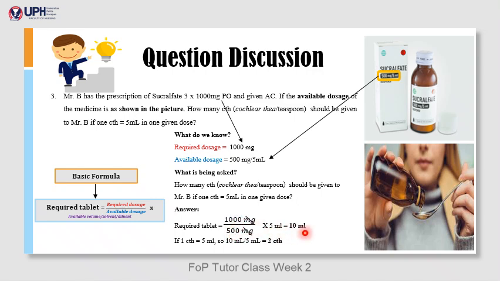But then the question is, how many cochlear tea or teaspoons? So you need to count again. 1 teaspoon is 5 milliliters, and here we have 10. So 10 divided by 5 equals 2 teaspoons. So Mr. B needs to take 2 teaspoons of sucralfate in one dose of his medication. Alright, move on.